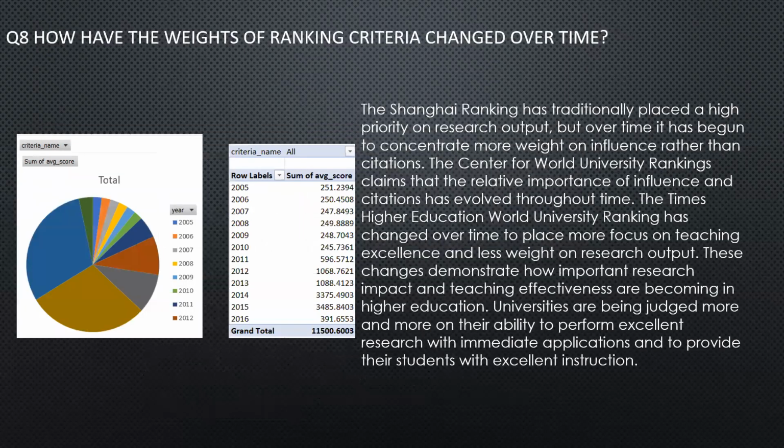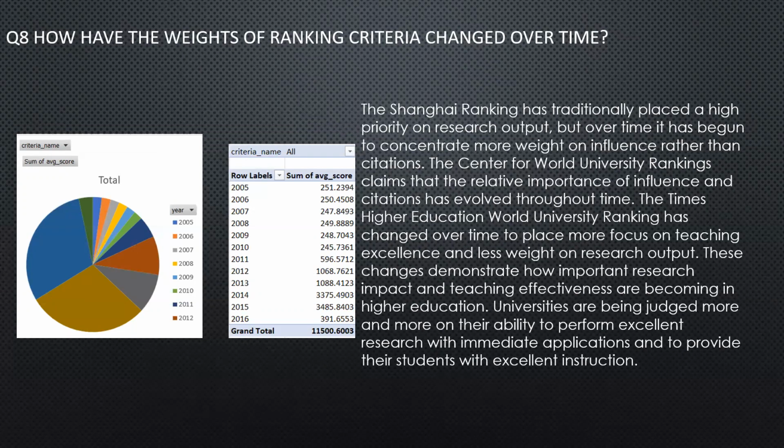So moving on to the next one. How have the weights of ranking criteria changed over time? Let's take the Shanghai ranking. It has always placed a strong emphasis on research output, but over time it shifted its emphasis from citations to influence. The weights of influence and citations have changed over time according to the Center for World University Rankings.